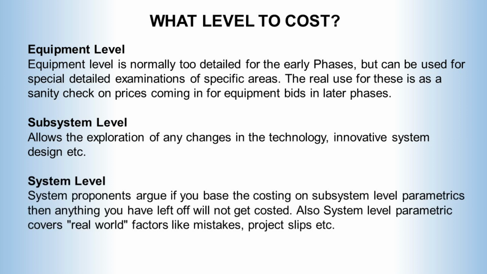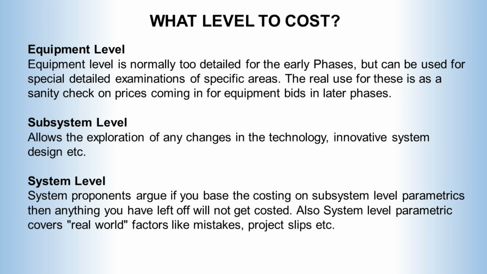Finally, we can cost at the system level using the estimated mass of the complete system, which is what we were doing when we looked at Ariane. Proponents of this level of parametric analysis argue that if you base the costing on subsystem level parametrics, then anything you've left off will not get costed. System level parametrics are less sensitive to these errors. Also, system level parametrics covers real world factors like mistakes, project slips and so forth.